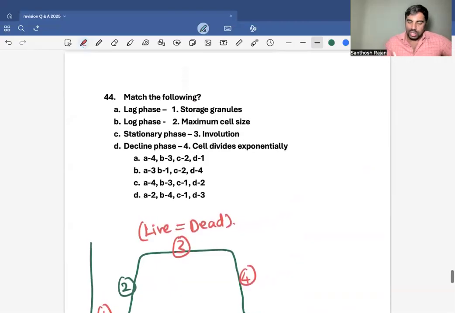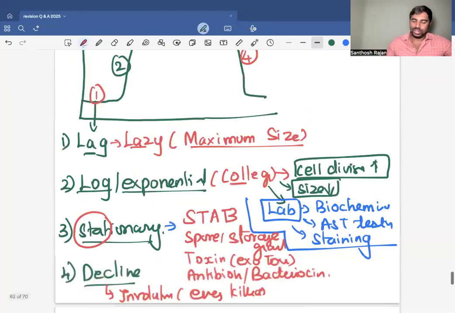Now let's see. Lag phase is a lazy phase, so here there is maximum cell size. Log phase, everything is active, so the cell divides exponentially. That's why it is the exponential phase. Stationary, yes, storage granules and even spores also, it's right. If they give you spores, that's also correct. Decline is an involution phase. So A is 2, B is 4, C is 1, D is 3. That's it. Very simple. Expect one question, guaranteed. You'll get one question from there.